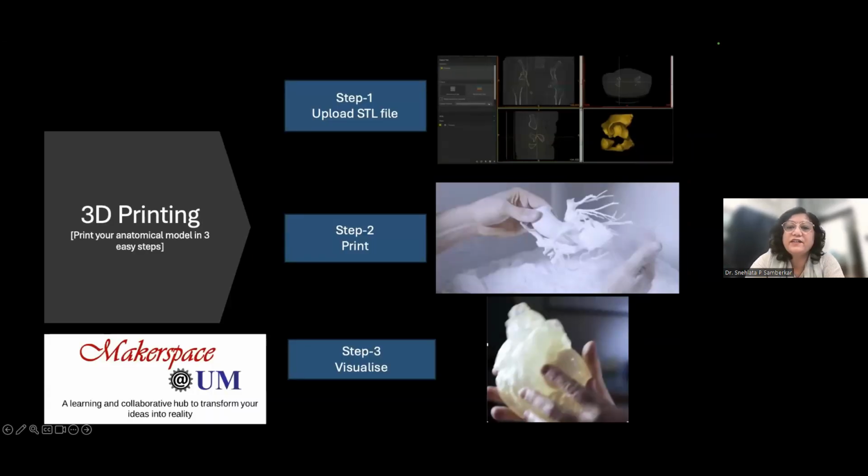Then comes 3D printing. Now, 3D printing refers to the use of 3D printing technology to create accurate, tangible models of human anatomical structures. These models are used as an educational tool to help students and professionals understand the complexity of human anatomy. We have 3 steps in 3D printing. First is uploading your STL file. Second is your file will be checked for quality printing. And third is you visualize the anatomical model.